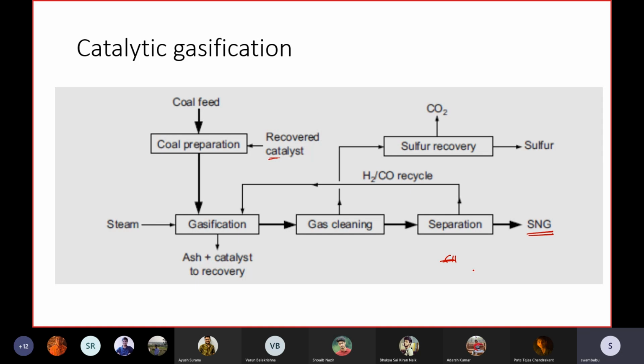Different companies developed this process, like ExxonMobil, a very popular company, and they used this catalytic gasification for certain years. But after they discovered the shale gas reserves, this process became unused, because shale gas is much cheaper and a much purer quality of methane can be produced. So they could not continue with catalytic gasification of coal to produce synthetic natural gas.